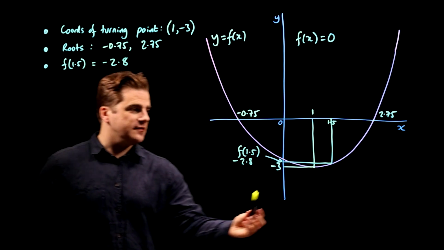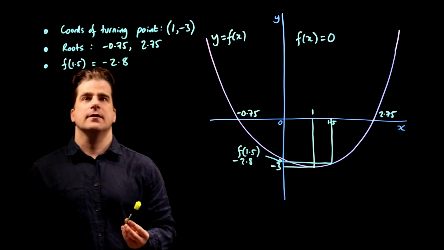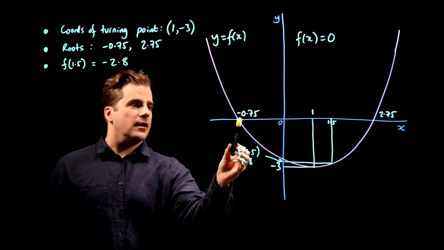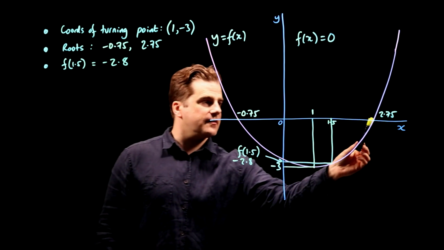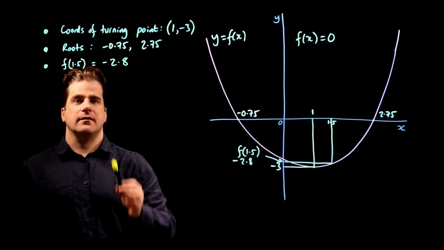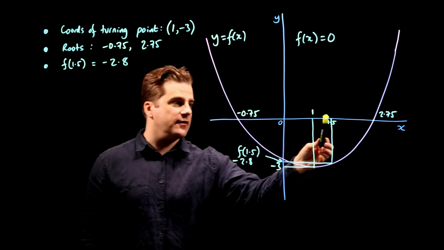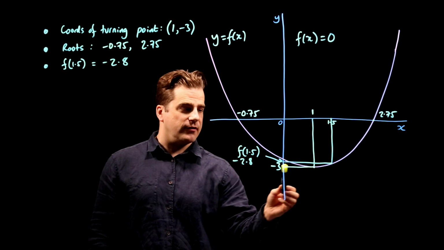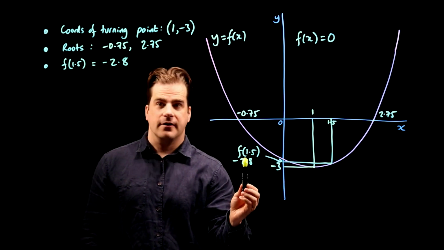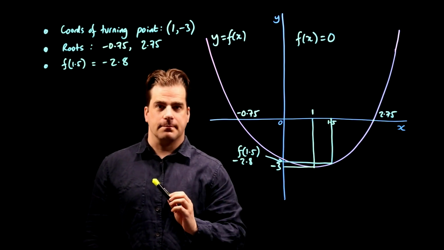And that's it. So the turning point is that point there. The roots are where the graph crosses the x-axis, there and there. And f of 1.5 means put x equal to 1.5 and go down to the graph and read off the y value. And that's it.